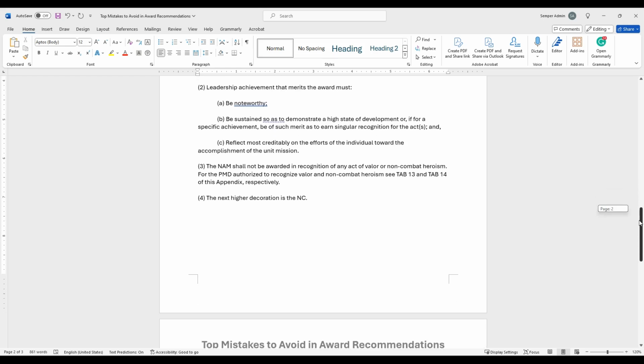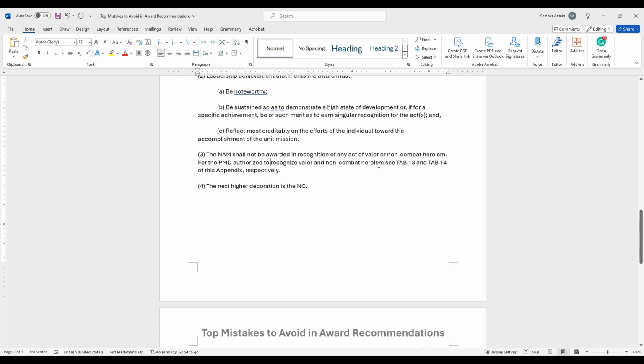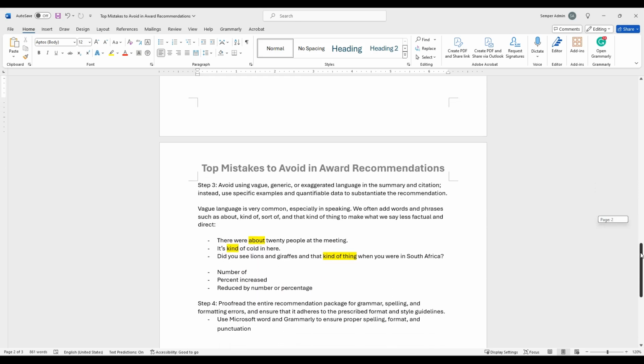The third thing under this category is the NAM should not be awarded in recognition of any act of valor or non-combat heroism. Okay, so those ones, they have their own ability to be awarded under tabs 13 and 14. So you're not going to just do a regular NAM without any type of device or anything just for those types of actions. So just be aware of that. And then if all of these have been met and you think that they've done more, the next higher decoration is going to be a Navy Commendation. So you can look at that piece.